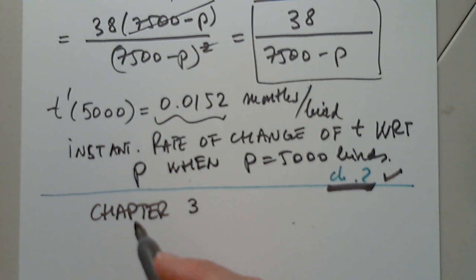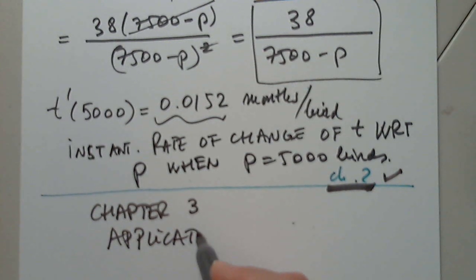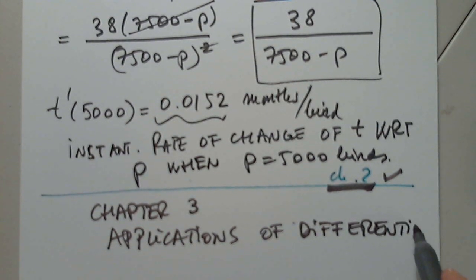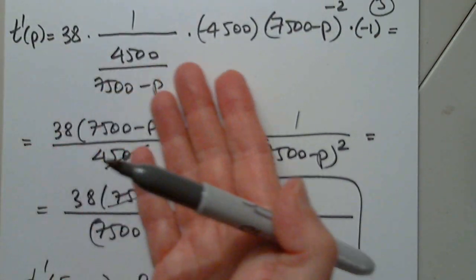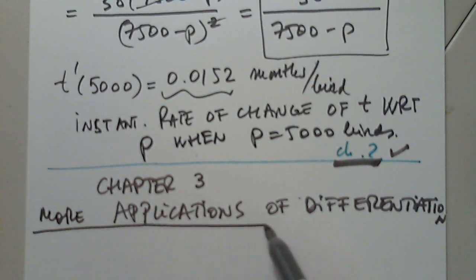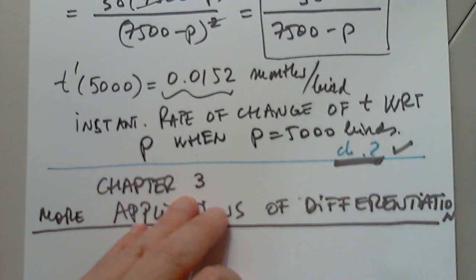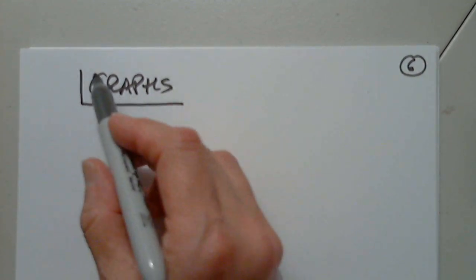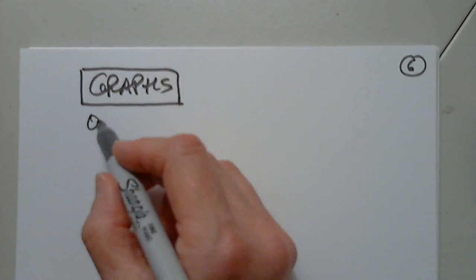So chapter 3 deals with applications of differentiation. And you can see, but what was this? Wasn't this an application? Yes, it was. Indeed. So if you want to say more, then you can put more applications of differentiation. And here is one, since I don't have enough room, I'm going to move on to the next page. So here's one thing that we are going to discuss in this chapter. Graphs. This is one major topic. The second one is optimization.